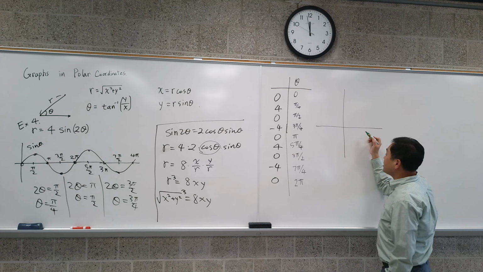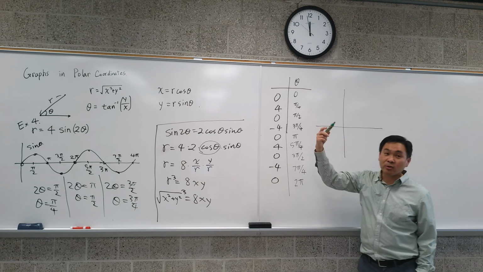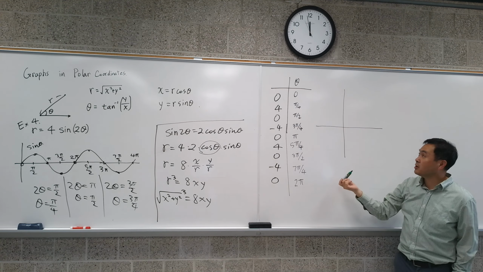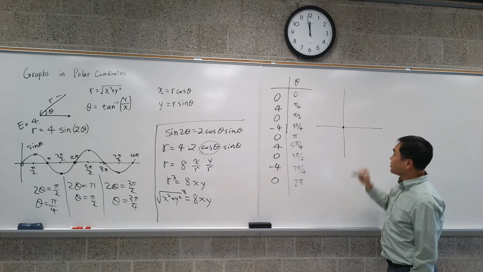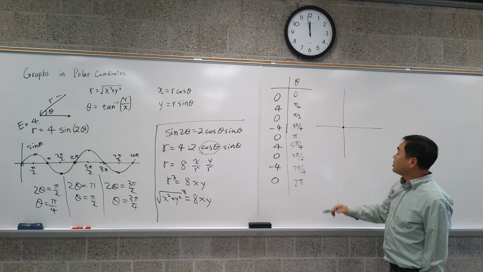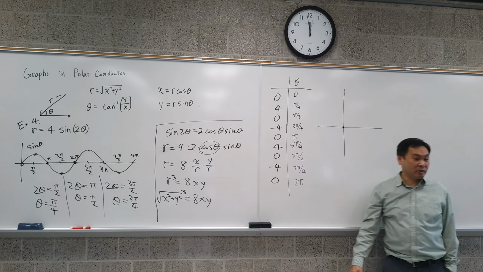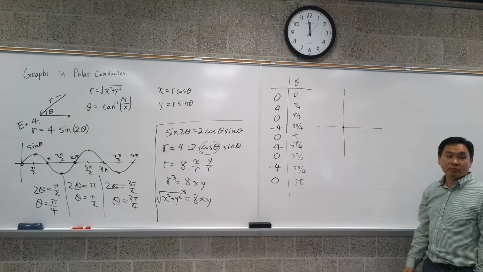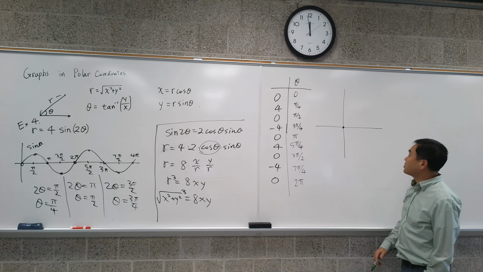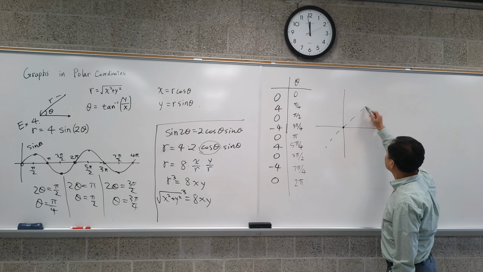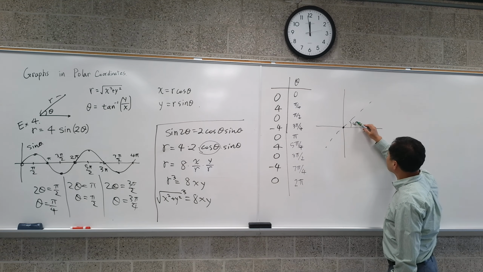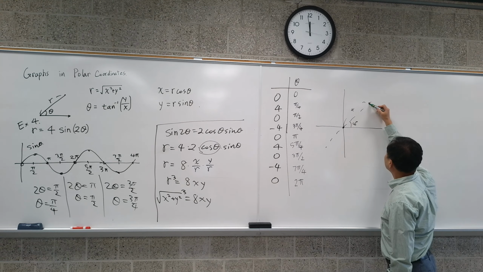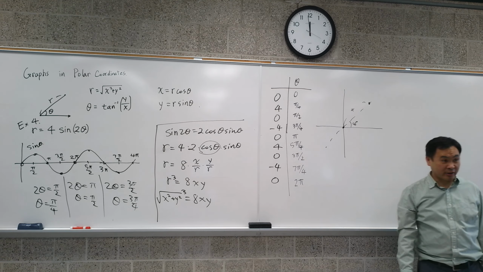So initially, when angle theta is in the direction 0, 0 degrees is this direction, you're at the origin. What's pi over 4 in degrees? Pi over 4 in degrees is 45 degrees. So 45 degrees is this, right? That's 45 degrees. And for that, you have length of 4. So that's where you are. Okay.